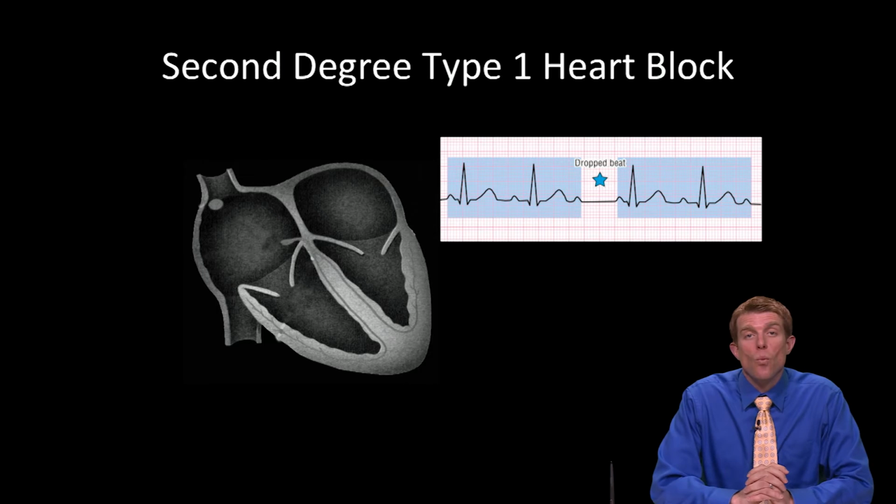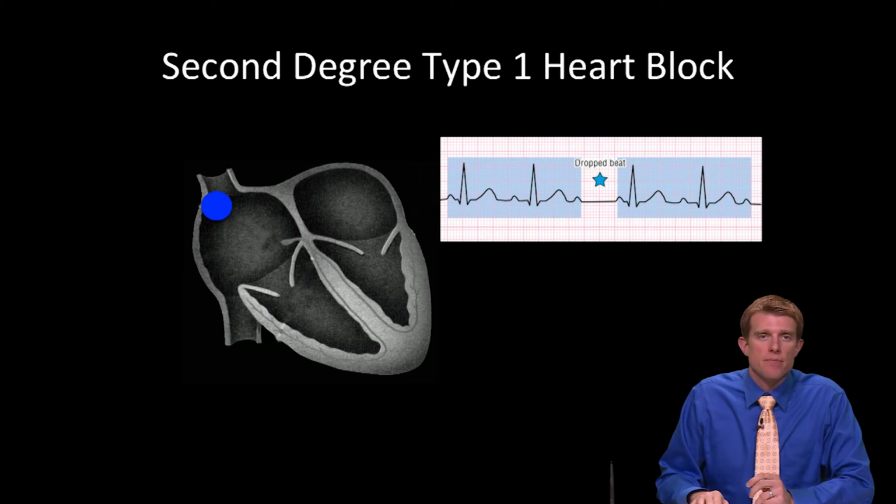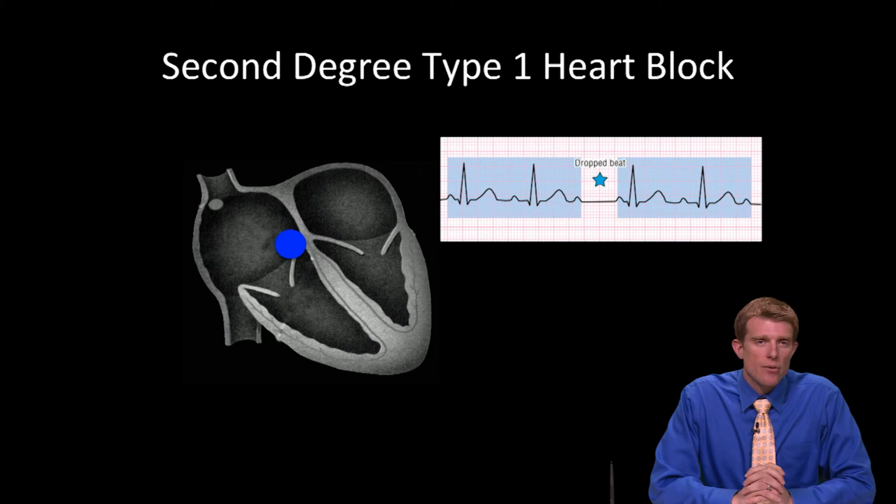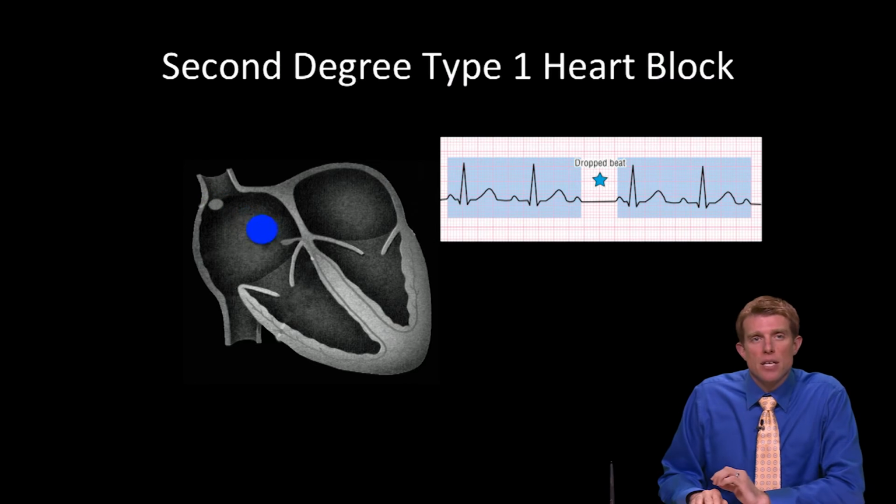Our second degree type 1 heart block looks like this. In this case, you have your electrical impulse starting at the SA node. It goes to the AV node and then down the normal pathway, and it has a normal PR interval. The next beat comes along and does the same thing, but it takes a longer pause, a longer amount of time to get through the AV node. So your PR interval increased there. It happens again and there's a very pronounced pause at the AV node, but that electrical current still is able to pass through the AV node and depolarize the ventricle.